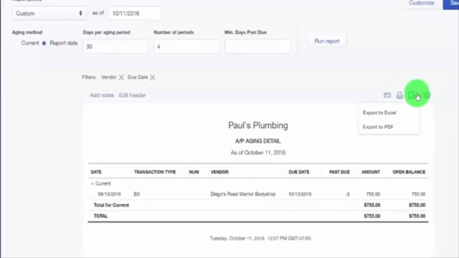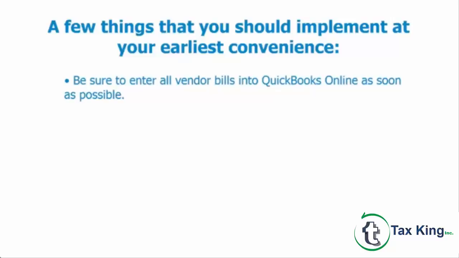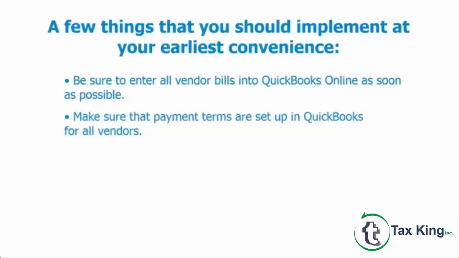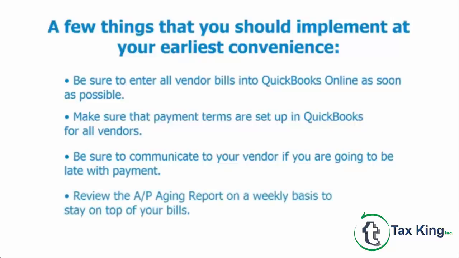By now, you should have a better understanding of how the AP Aging Summary Report can help you stay on top of the unpaid vendor invoices so that you can be sure to pay your suppliers in a timely manner. Here are a few things that you should implement at your earliest convenience. Be sure to enter all vendor bills into QuickBooks Online as soon as possible. Make sure that payment terms are set up in QuickBooks for all vendors. Be sure to communicate to your vendor if you are going to be late with payment. And finally, review the AP Aging Report on a weekly basis to stay on top of your bills.